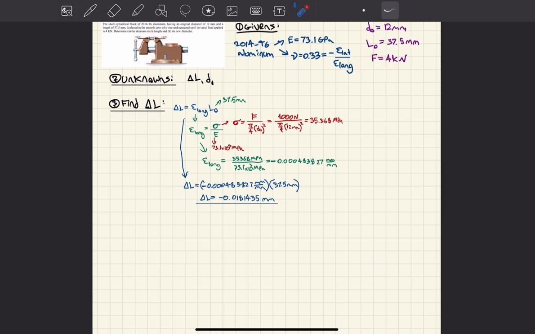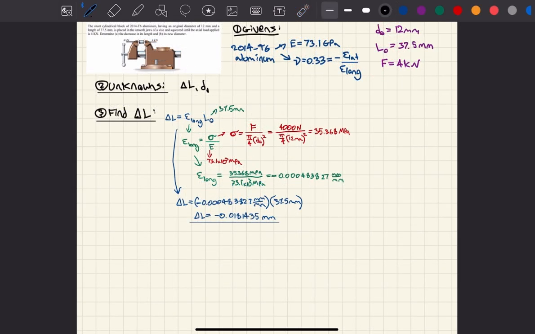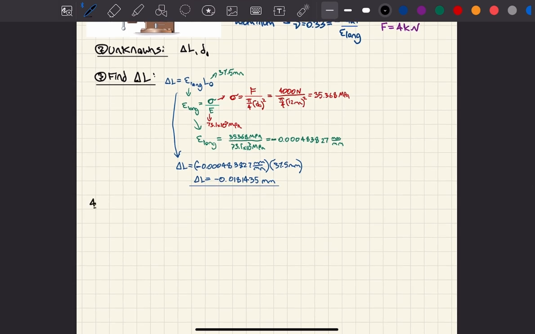Well, in that case, the lateral strain will equal, again, not delta L over L naught, but the delta in the diameter, delta D over D naught, right? Because it's just the opposite direction, or the perpendicular direction. So with that, we can find the new diameter, D1. So that'll be our step 4. Find new diameter, D1.